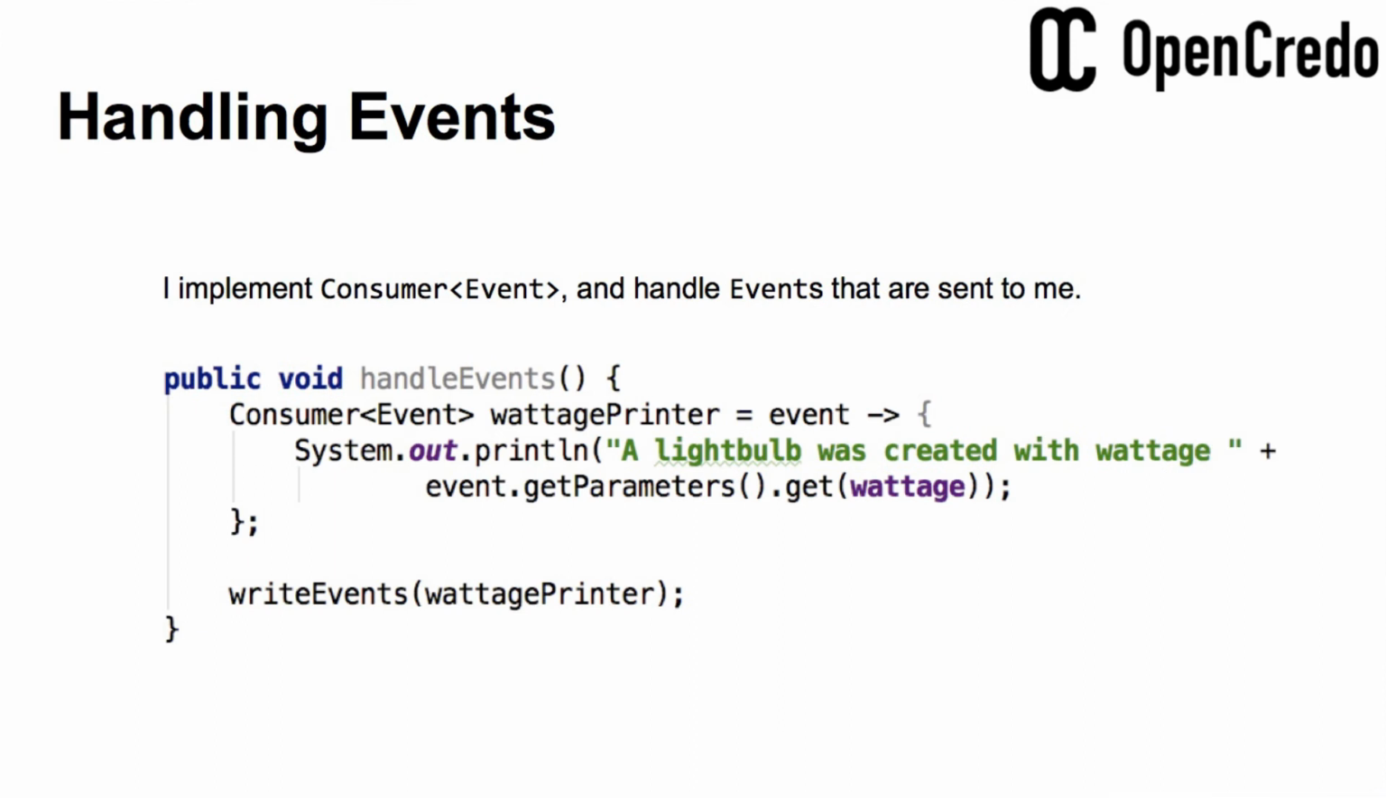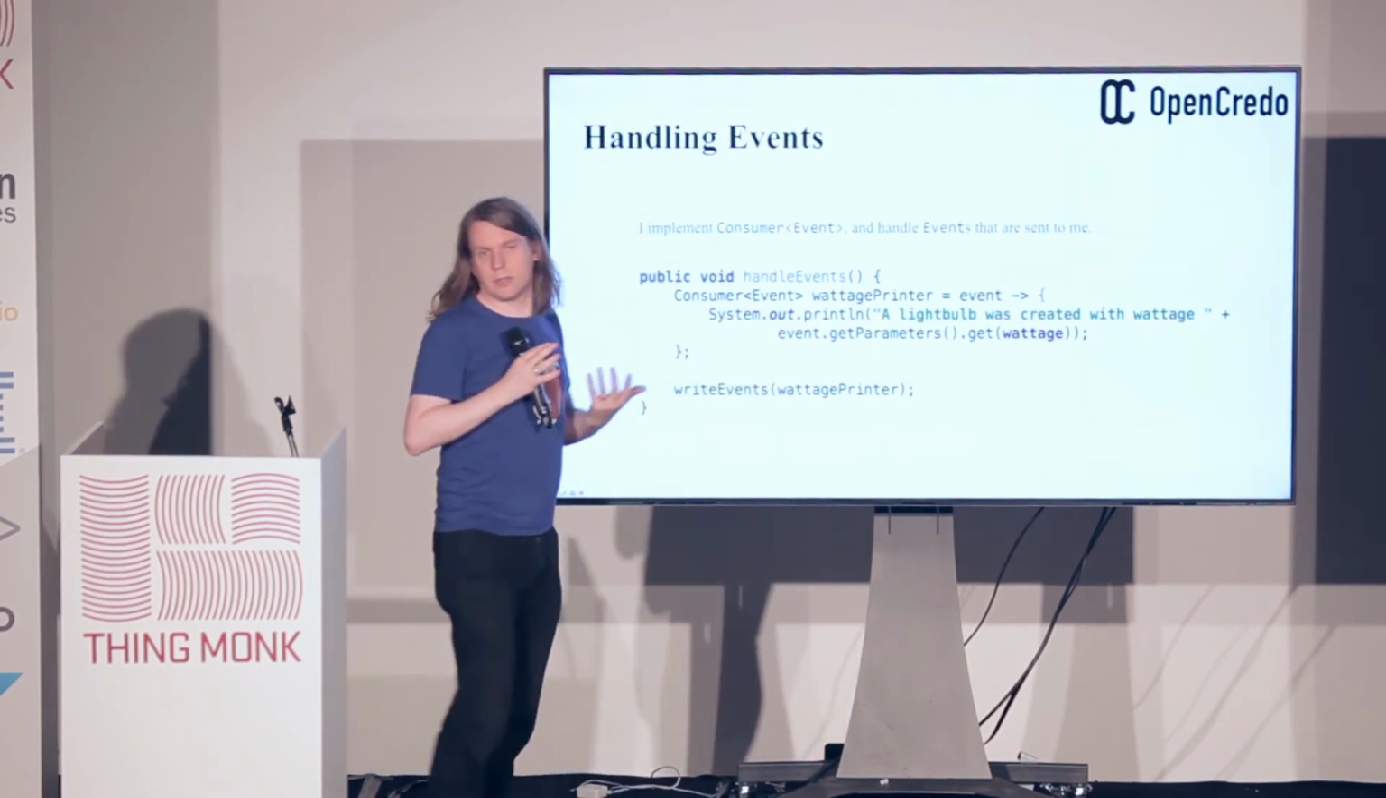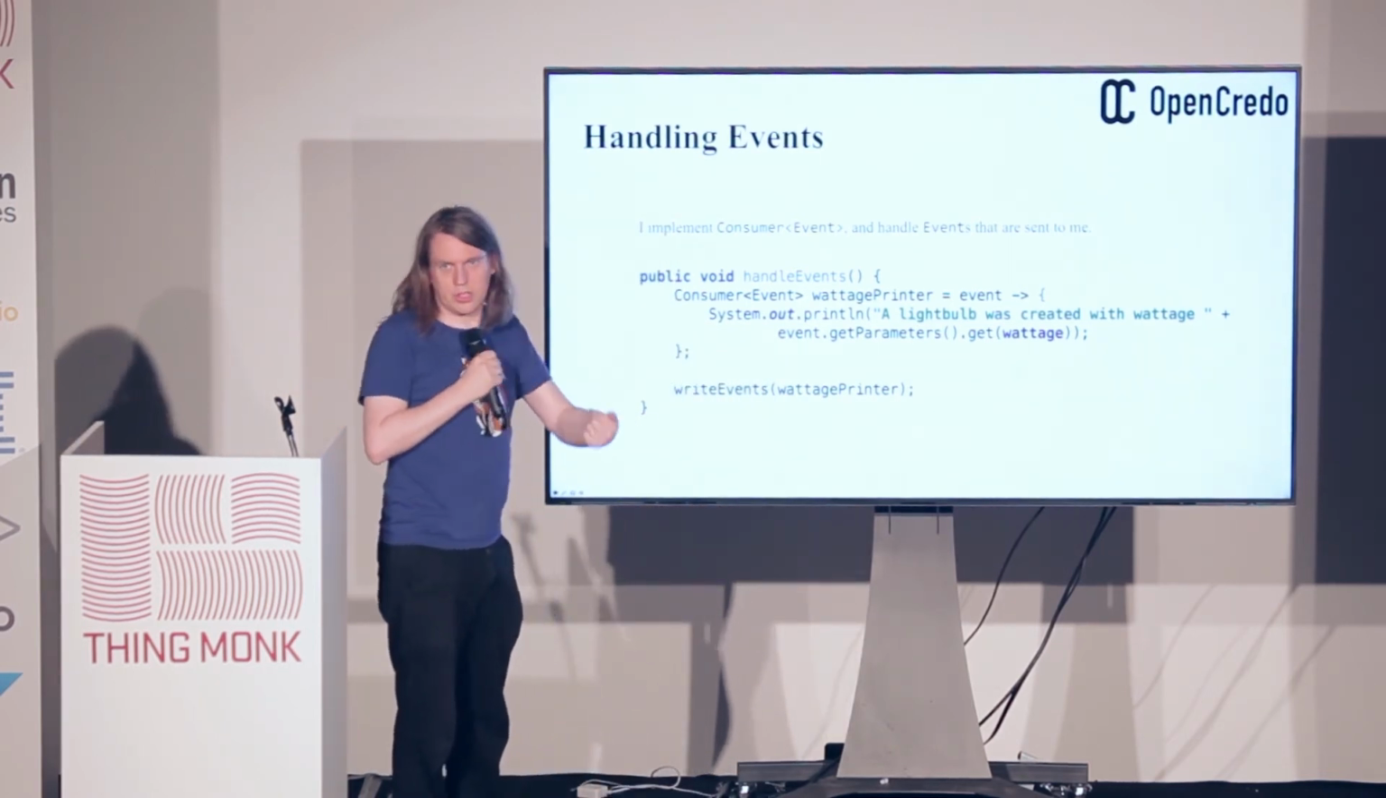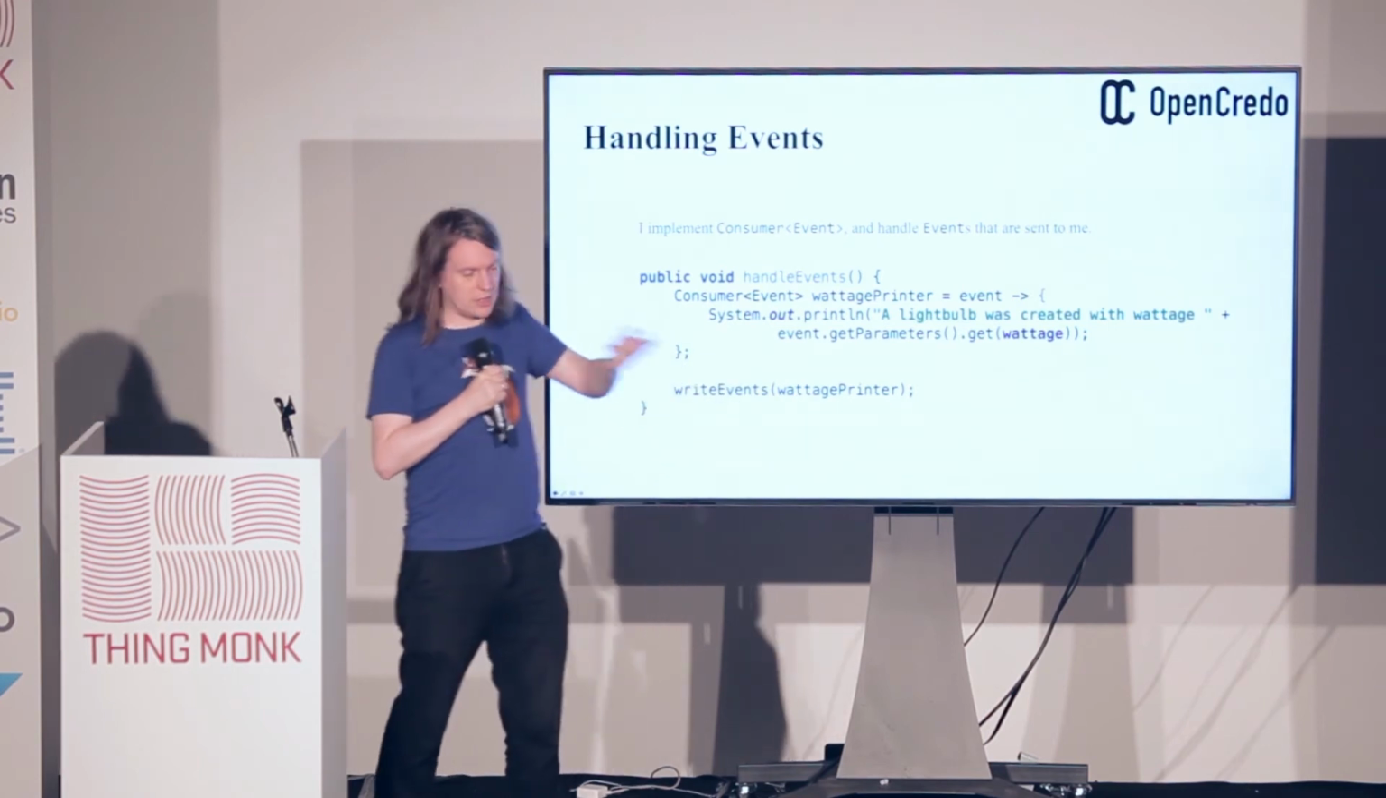If you want to handle an event, you implement the event consumer interface, which in Java 8 we can do with a lambda, a little function. So you have something that receives an event and does something with it. So the same interface, consumer of events, is being used on both sides, for pushing events out and for receiving events coming in.